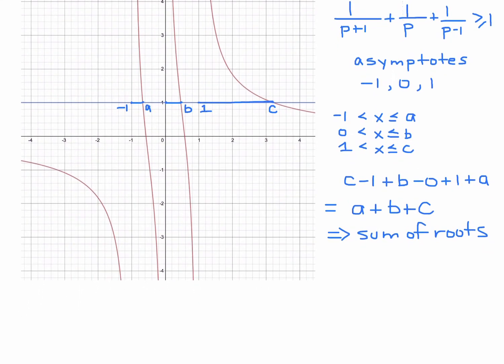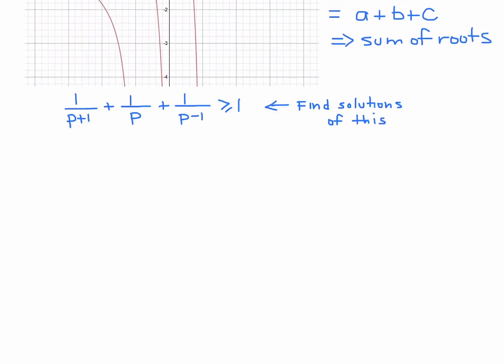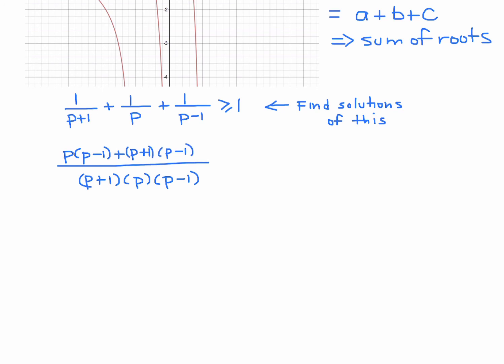So here we go. All right, so here we go. We now have to obviously combine all this. This is going to be a fraction, so the denominator, this is my common denominator. On the top here, this is going to be p times p minus 1. This will be p plus 1 times p minus 1. And this one will be p plus 1 times p, like that. And that's greater than or equal to 1.